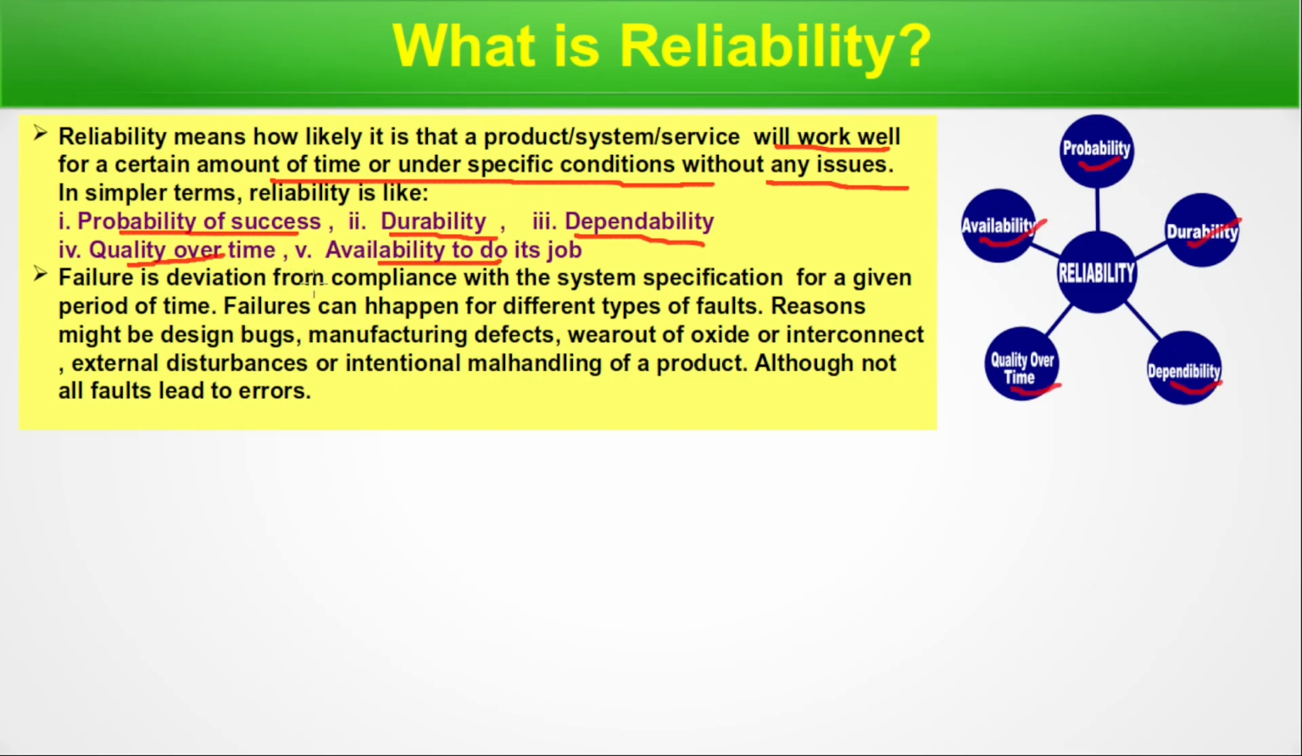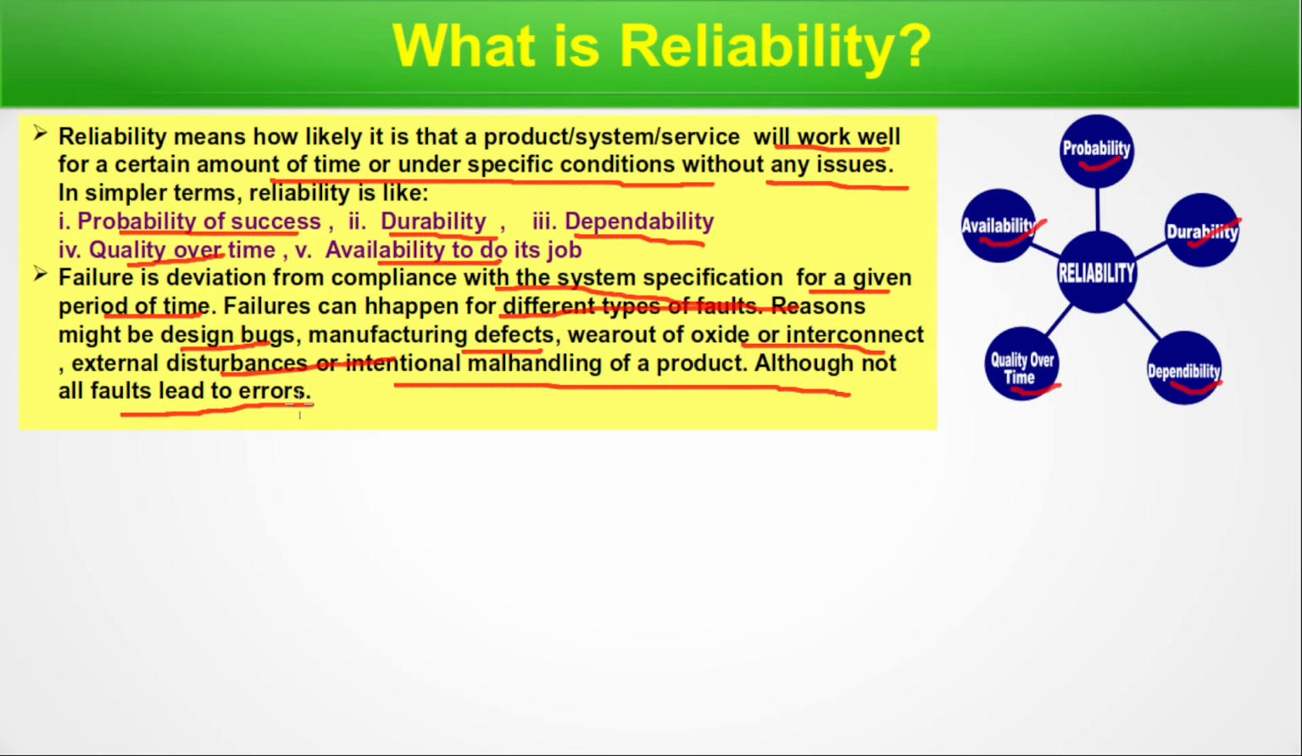So failure is deviation from compliance with the system specification for a given period of time. We will call a system a failure if it failed to perform in a specific way for a period of time. Failure can happen for different types of faults. Reasons might be design bugs, manufacturing defects, or wear out of oxide or interconnect, or external disturbances or internal mishandling of a product. Although not all faults lead to errors. It's not always that any fault is there and it will lead to error. Although sometimes faults lead to errors.